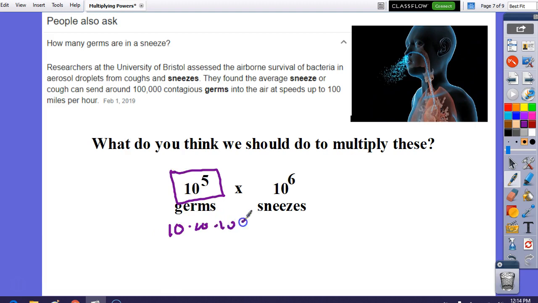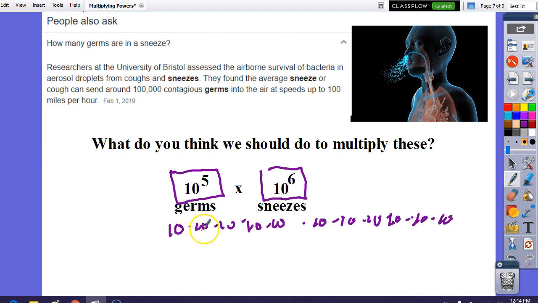If I were to write this out longhand, there would be 5 tens. But you shouldn't have to do that. We need a shortcut. We need a faster way of getting there. But 10 to the sixth is going to be 6 tens. So that's 1, 2, 3, 1, 2, 3, 4, 5, 6 more tens.